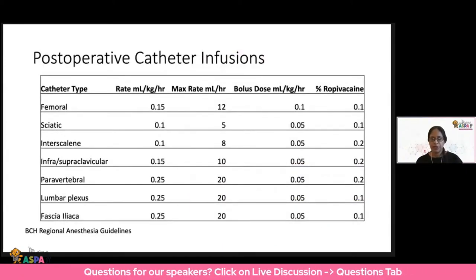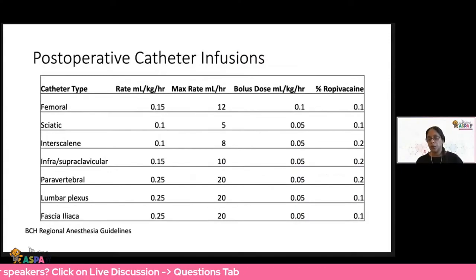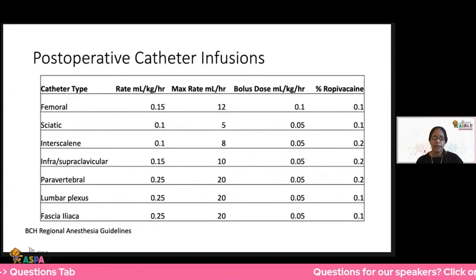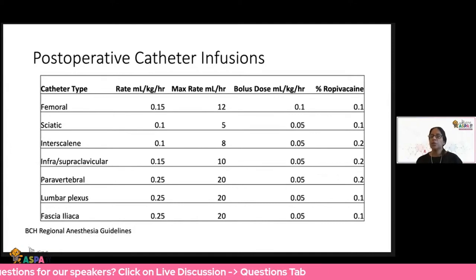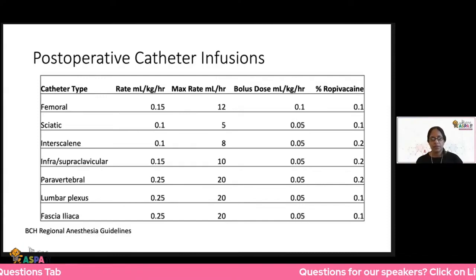Postoperatively, our catheter infusions usually run ropivacaine 0.1% or 0.2%. And again, we have maximum rates. They're all weight-based, and if patients have multiple catheters, we have to use the maximum combined rates to prevent toxicity.